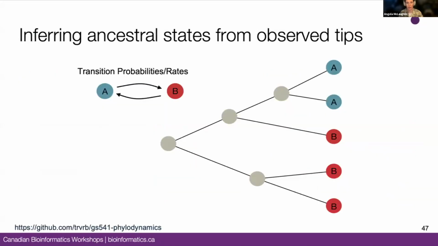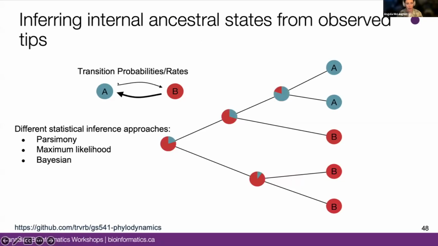So in practice, we might want to infer ancestral states such as geography from our observed tips, where we don't actually know what the state is at these internal nodes, but we have some idea of the transition probabilities and rates. And we use this to infer for our ancestral state using either parsimony, maximum likelihood, or Bayesian statistics what the probable state was at those internal nodes. So this is fundamentally how phylogeography works.